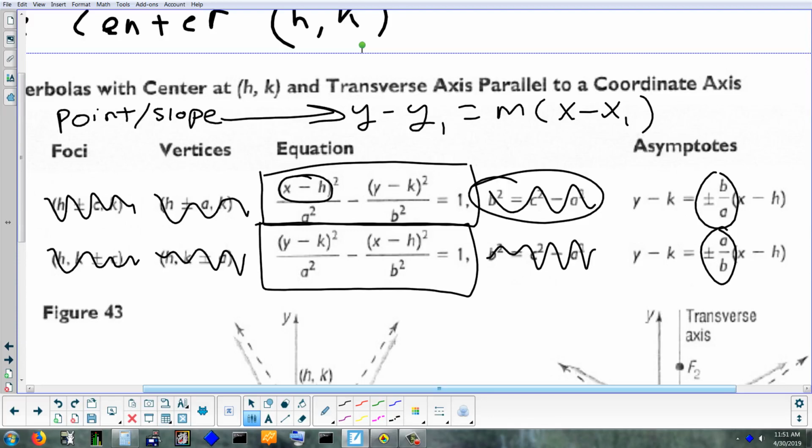Algebra 1, point slope. I normally don't use point slope. I like slope intercept, y equals mx plus b. But point slope works perfect if you have a point and a slope. Well, what's the slope your asymptote is going to have? We already did that. It's the a over b or the b over a. Depends. What's the point it's going to go through?